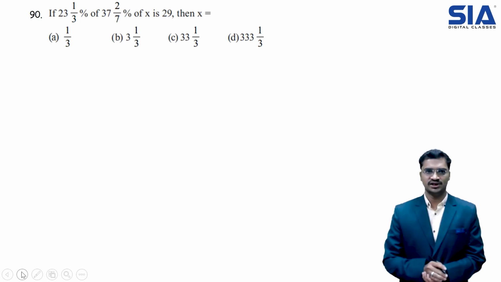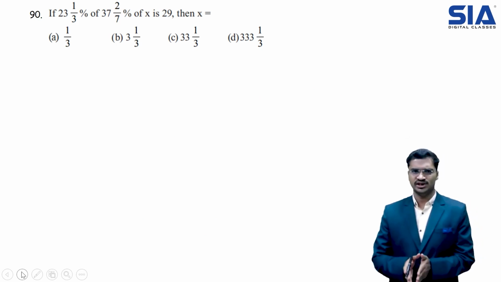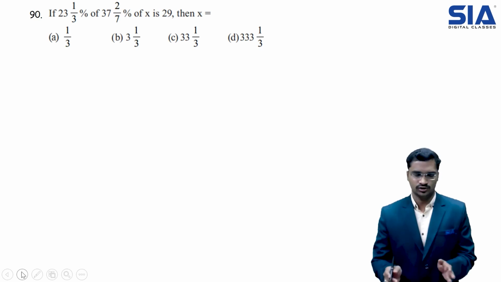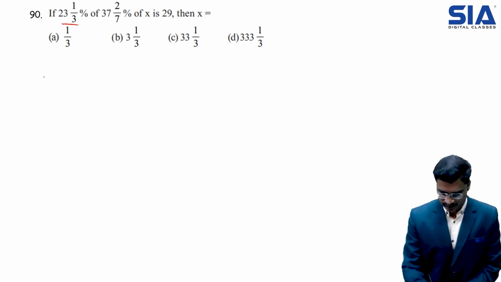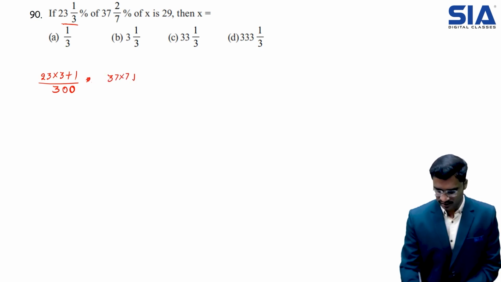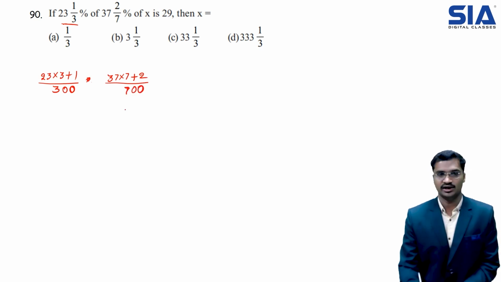23 1 by 3 percentage of 37 2 by 7 percentage of x is given as 29. So let us write. First of all, let us convert these mixed fractions into normal fractions. 23 into 3 plus 1 by 3 percentage. Instead of percentage, I can write 2 zeros here. In the same way, 37 into 7 plus 2 divided by 7. In the place of percentage, I can write 2 zeros.